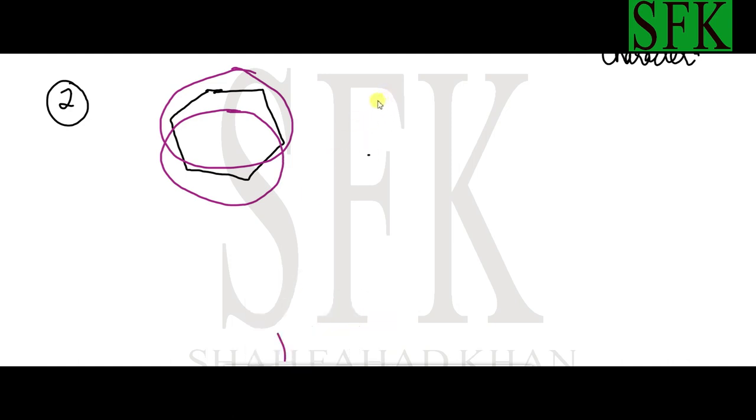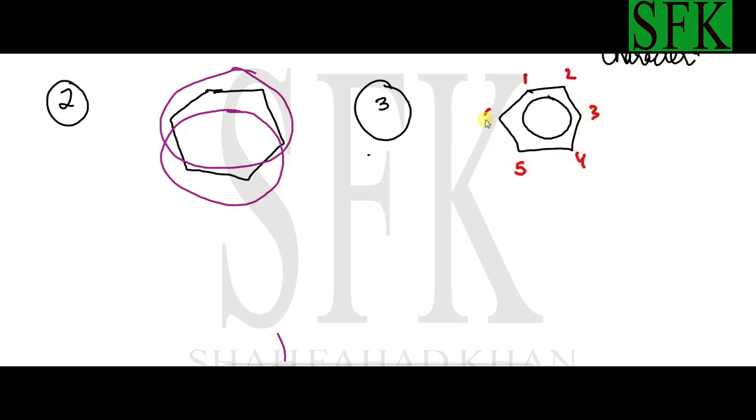Now the last point, and a very important point on the structure of benzene, is that all these carbon atoms, okay, this is our benzene over here, and if I number the carbons, 1, 2, 3, 4, 5, and 6, all the carbon atoms are sp2 hybridized.